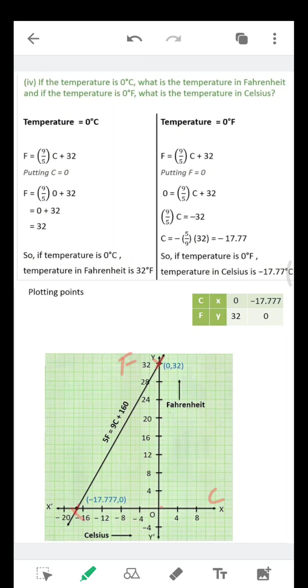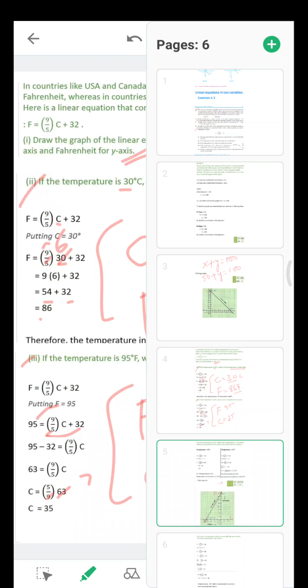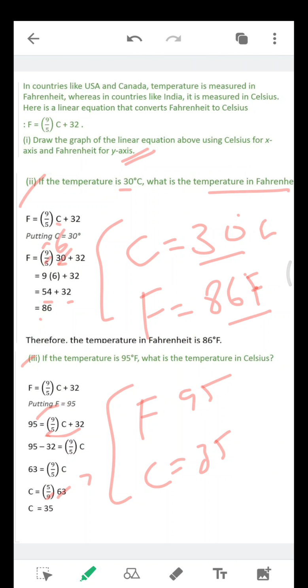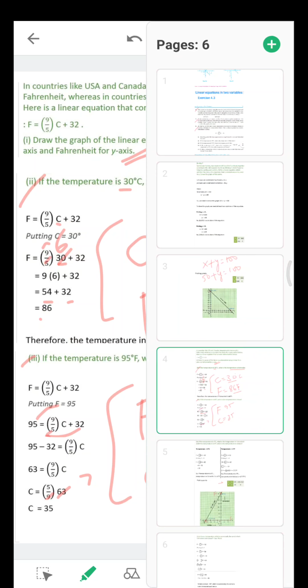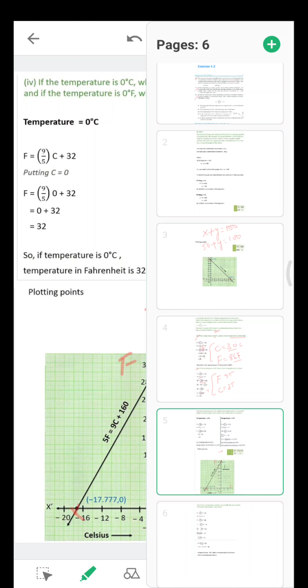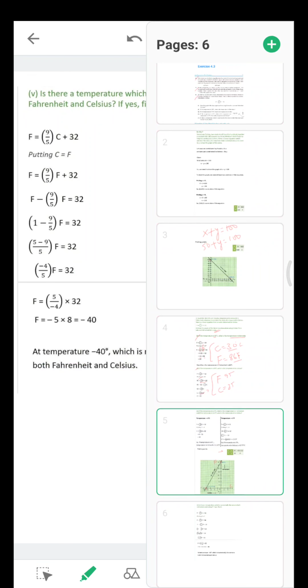You can take your own values. If you don't want to take 0 and 32, you can take the previous values. You take the values which you already have. Instead of forming new solutions, you can take even these also. It's up to you. The next one is the last bit.